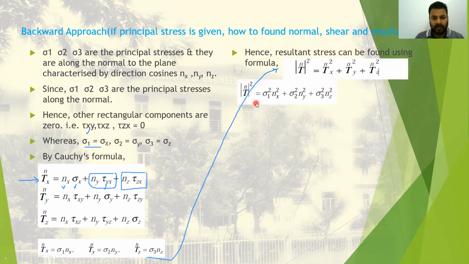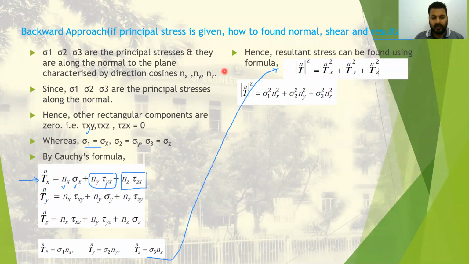So it can be written as Txn square means sigma 1 nx square, Tyn square means sigma 2 ny square, and sigma 3 nz square. And the final result for this resultant stress is like this. So we have calculated the resultant stress. Now our next task is to calculate the normal and shear stress.